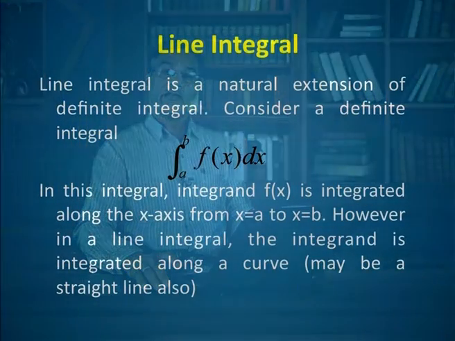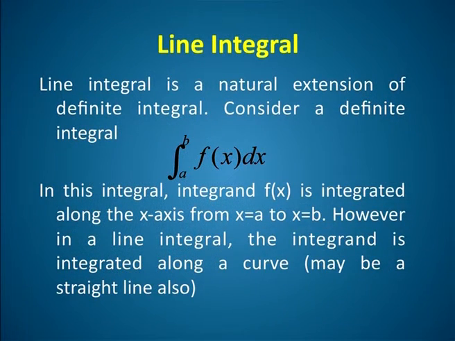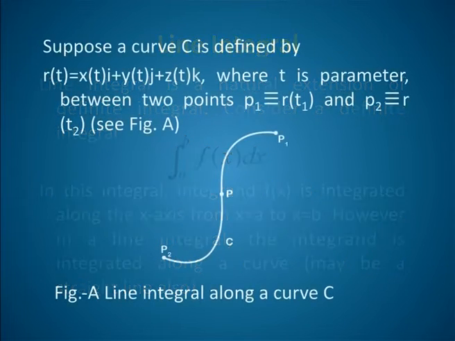Now, I will explain line integration in the vector function form. The line integral is a natural extension of the definite integral. Consider a definite integral from a to b of f(x) dx. In this integral, the integrand is f(x). It is integrated along the x axis from x equal to a to b. However, in a line integral, the integrand is integrated along a curve, maybe a straight line also.